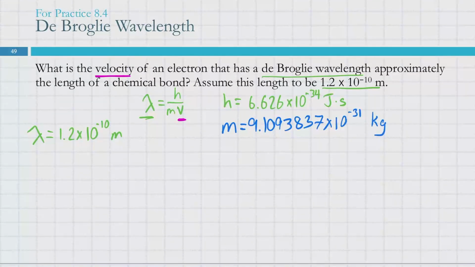Okay, so we can get to work. We are trying to find V, velocity. So we're going to rearrange. We're going to swap the places of the lambda and the V. If something's on the top on one side, you can make it on the bottom on the other side. If something's on the bottom on one side, you can put it on the top on the other side. That's the algebra shortcut. So this turns into V equals H over M lambda after we do the little bit of algebra.